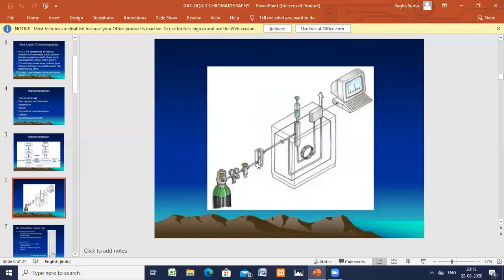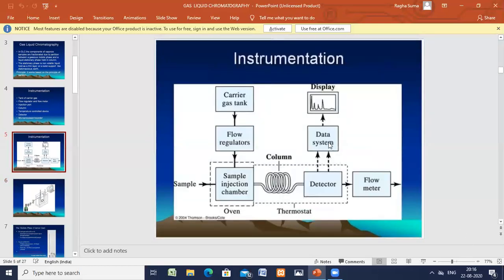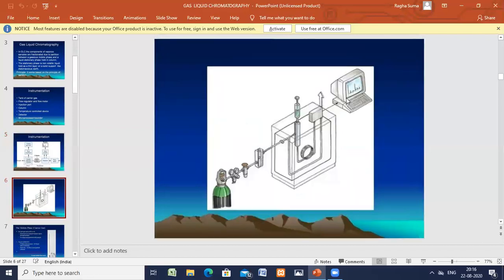regulators, and again the sample is injected. This is the complete column. The detector is kept in the thermostat oven, and again the detector detects. After that, whatever is detected gets displayed here. Your data system and then the display.